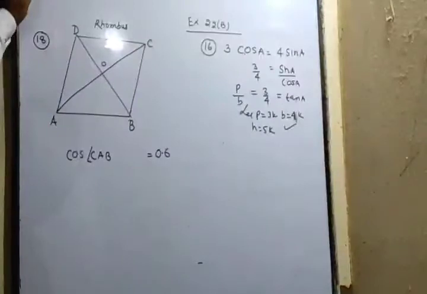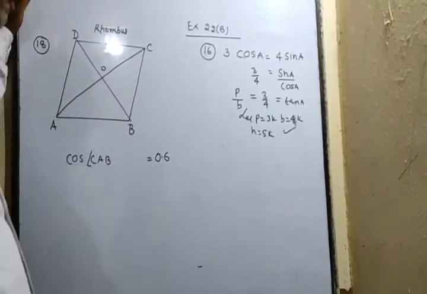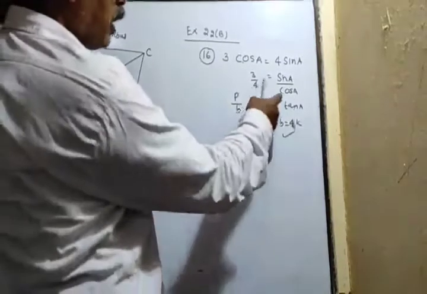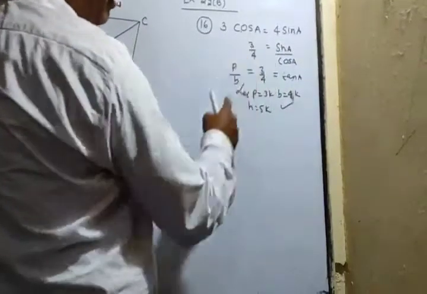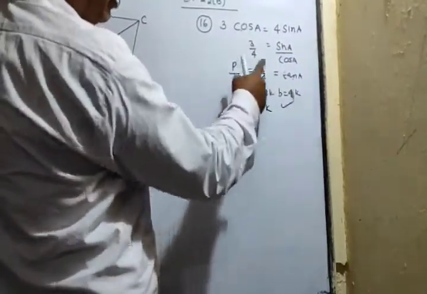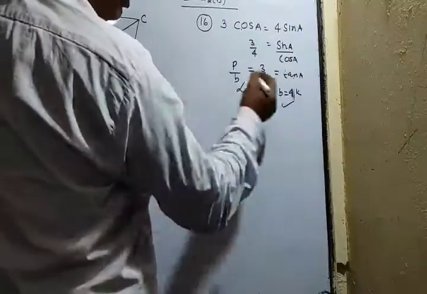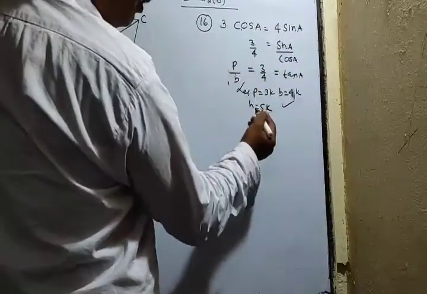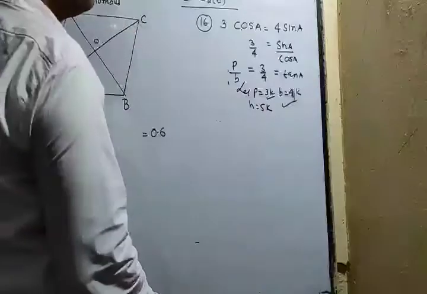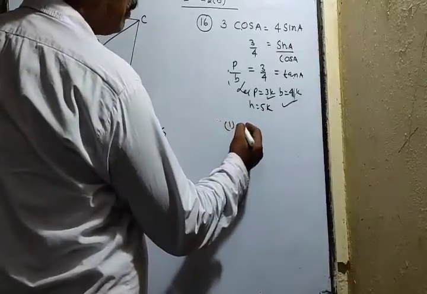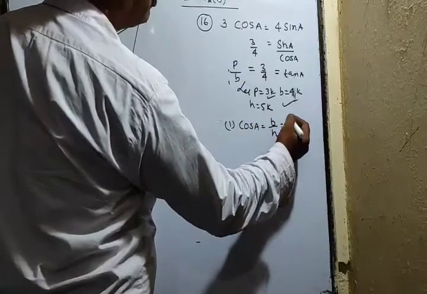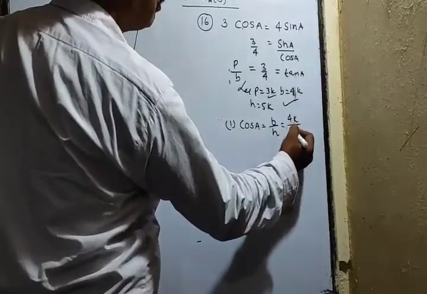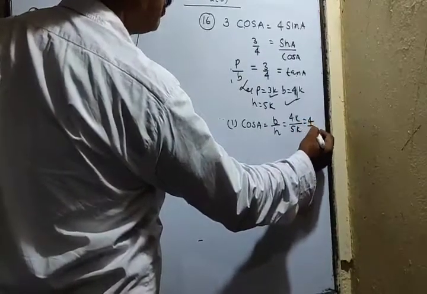So we are in 22A, question number 16. 3 cos A is equal to 4 sin A, and we have to find out two values. First we'll find out cos A. So sin A is here, cos A will come here, 3 by 4, and sin by cos is tan A. As you know, tan theta is equal to P by B, so we'll consider P is equal to 3K, B is equal to 4K. H will come out as 5K, so cos A will be B by H. So B is how much? 4K by 5K, it will come out as 4 by 5.